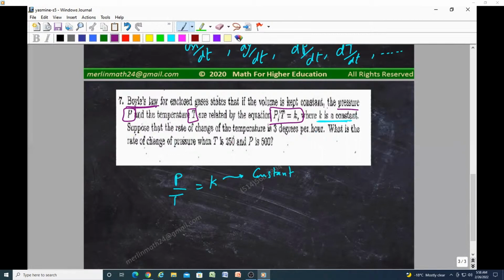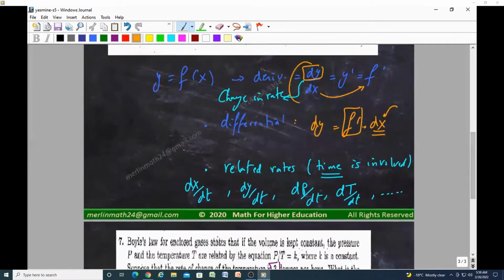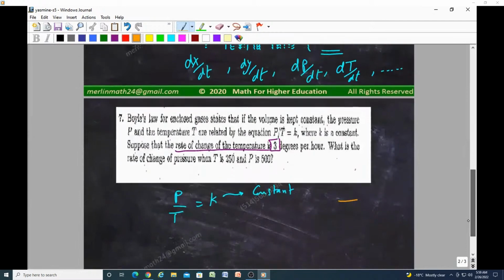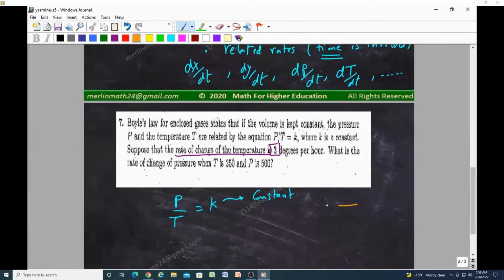Now keep on reading. Suppose the rate of change of temperature is 3 degrees per hour. What shall I assign for the 3? It's the rate of change of whom? Of the temperature. Rate of change means derivative, as written here. But what letter names do you want to write? This you have to know. Can you guess what letter names should be assigned to the 3?